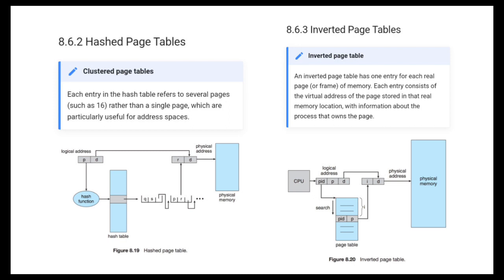Hashed page table. A common data structure for accessing data that is sparsely distributed over a broad range of possible values is a hash table. Figure 8.16 below illustrates a hashed page table using chain-and-bucket hashing.